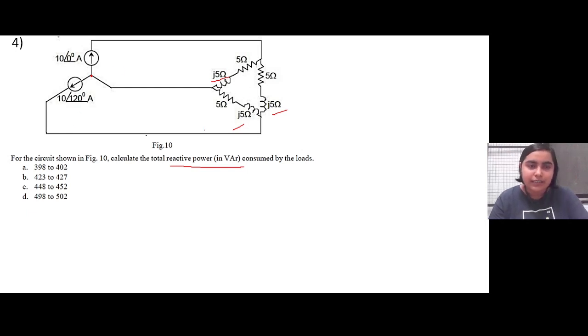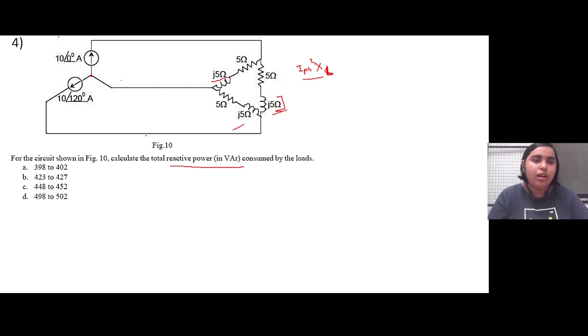compute the total current that is flowing in this branch. Then you can calculate the total power in terms of the current, the phase current in each of these delta branches, and the contribution from this inductance, right? So it will be like I phase squared times the reactance due to L.